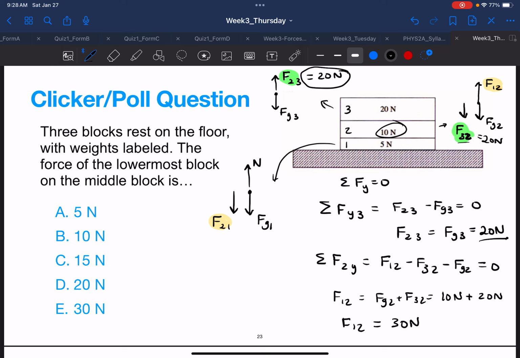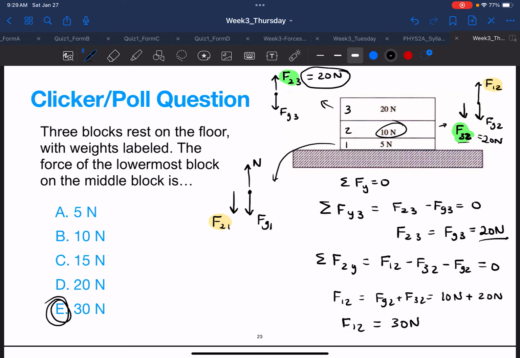Now we could go ahead and do the sum of the forces on the last block, which we will in a minute, but we've already answered the question. What's the force that the lowest most block applies on the middle block? Well, block 1 on 2. That's F1 on 2, which we found to be 30 newtons.